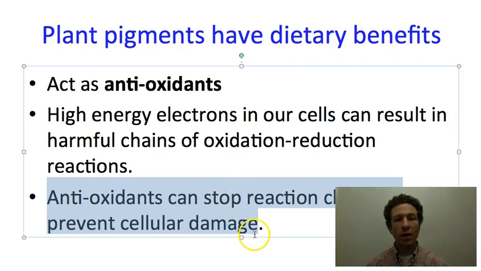So they can acquire these high energy electrons, but they're good at holding onto them rather than passing them on to some other compound. As a result, when the electrons get to the plant pigments we have consumed, then the chain stops and no further damage is done.